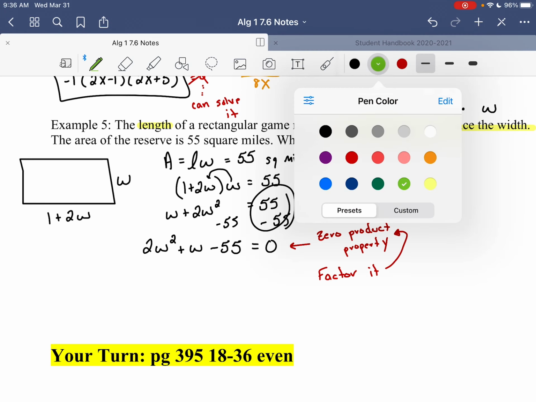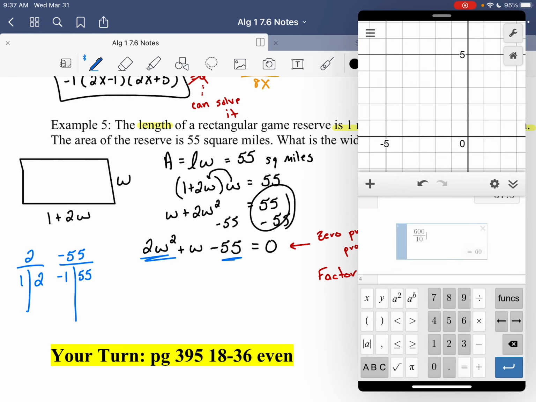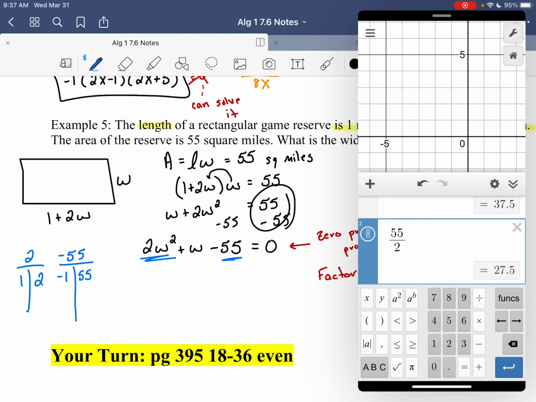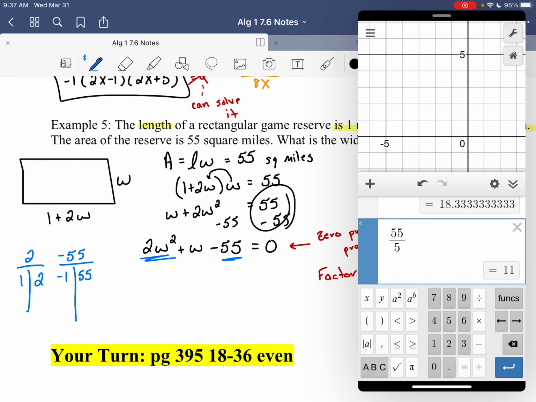So I go back to the methods that we've been using. I want what multiplies to give me that 2w squared. Well, that's just 1 and 2. That's nice. What multiplies to give me negative 55? We're looking at negative 1 and 55. 2 doesn't go into 55. If you're not sure, try it. 55 divided by 2. Okay, 3 I don't think goes into 55. Okay, but 5 does, and 11.